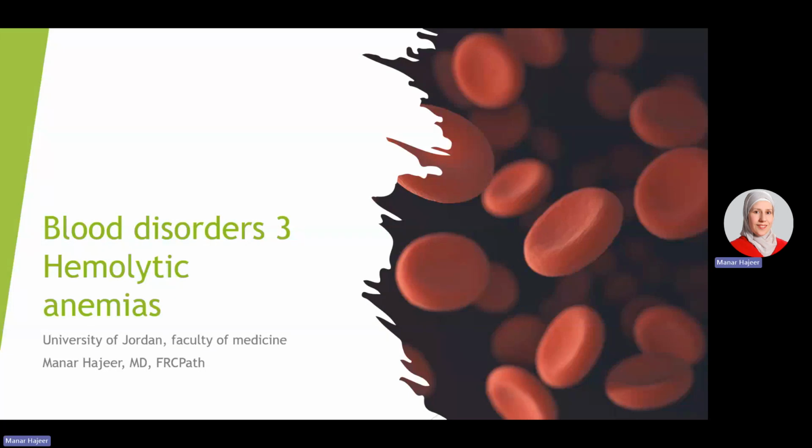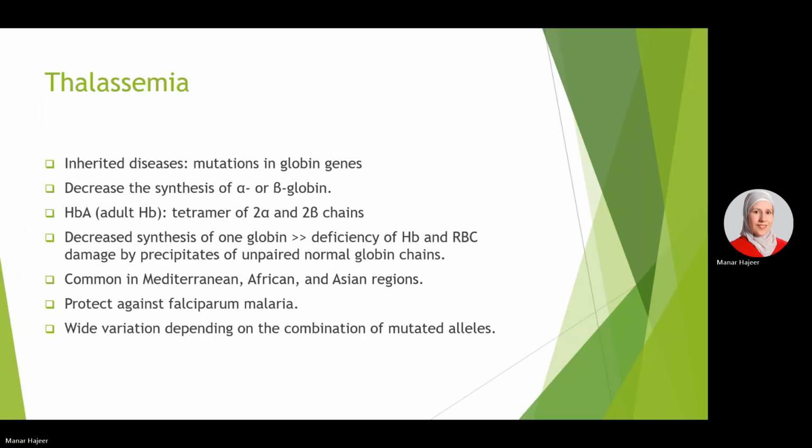Hello everyone. During this lecture, we will continue with the second part of hemolytic anemias. So far, we have talked about hereditary spherocytosis and sickle cell anemia. The third type of hemolytic anemia is thalassemia. It's an inherited disease due to mutations in the globin genes.